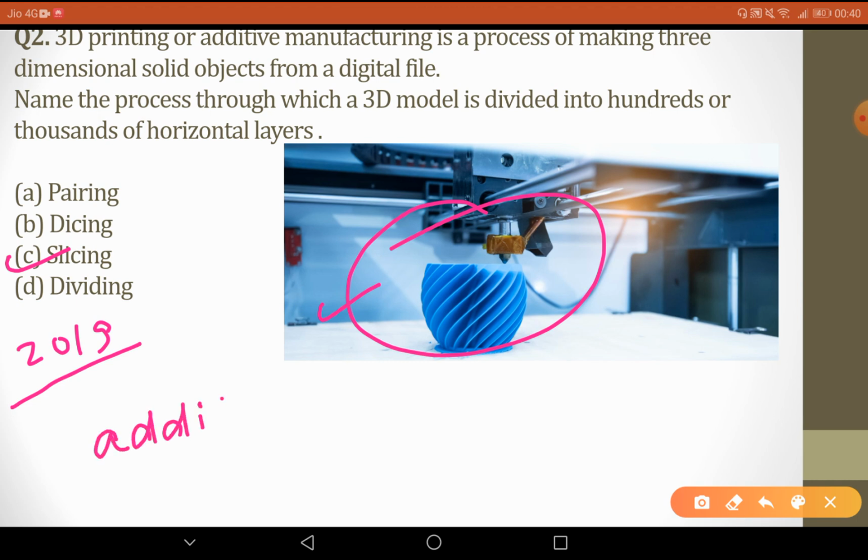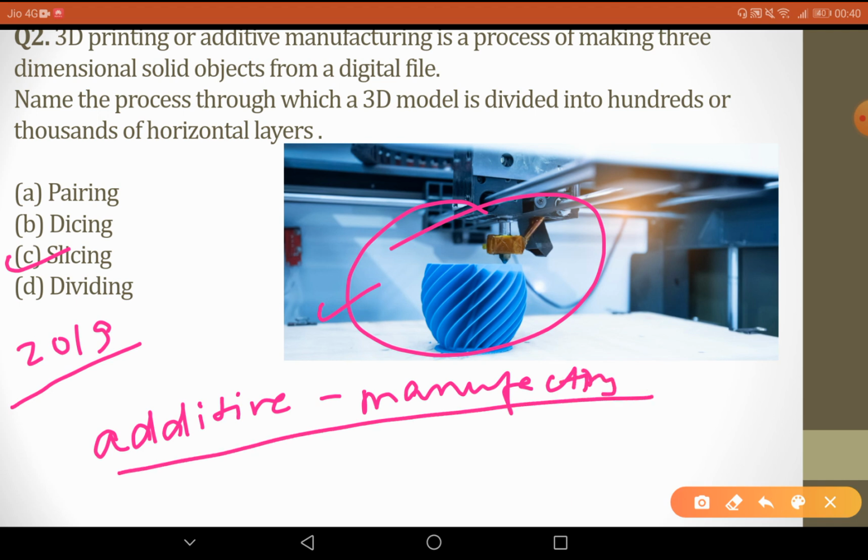So you have to remember this term. This can be asked in the exam. Additive manufacturing can be used synonymously with 3D printing.